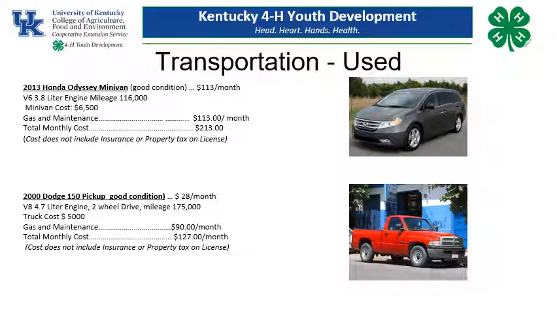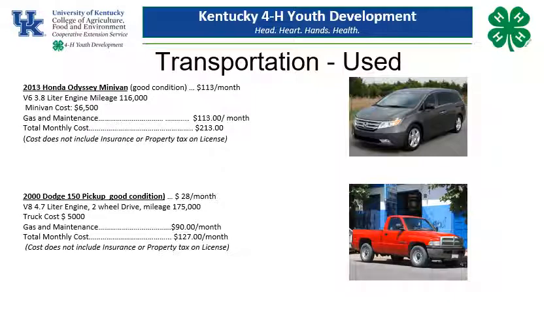Here's an option for a 2013 Honda Odyssey minivan. It's in good condition. It does have 116,000 miles on it, and the total cost for this vehicle is $6,500. The gas and maintenance for this vehicle is $113 a month. When you take that into consideration, it does not include the insurance or property tax, and it's $213 per month.